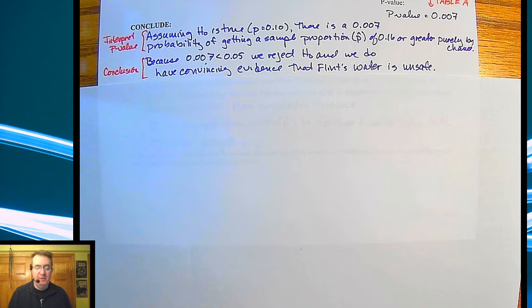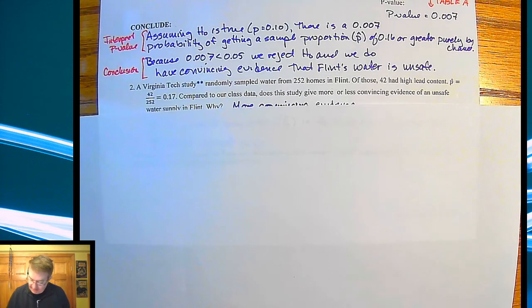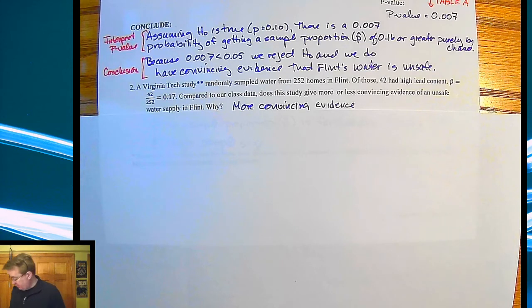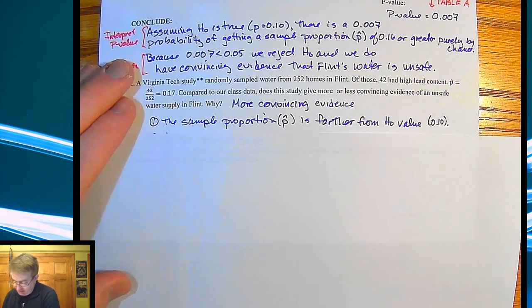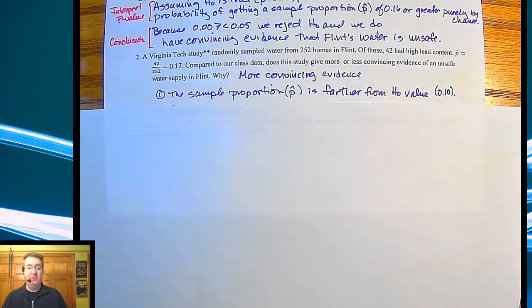Now, taking this a step further, there's a Virginia Tech study, and there's a link to it below. They randomly selected 252 homes in Flint. Of those, 42 had higher lead content, and they had a p-hat value of 17%. So compared to our class data, does the study give more or less convincing evidence for the water supply at Flint, and why? It's going to be more convincing evidence, for 2 reasons. Most people are always like, hey, 17 is bigger than 16, it's more convincing evidence. Good, you're right. That's the first one. Their sample proportion p-hat is further from our null hypothesis value of 10%.